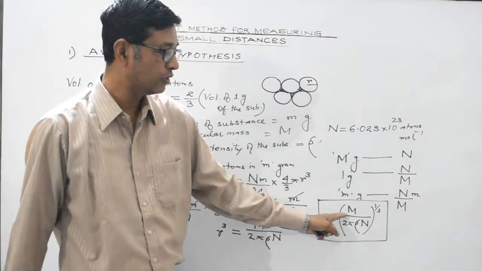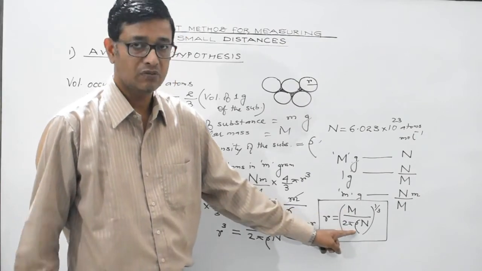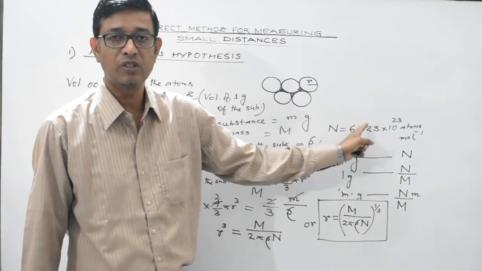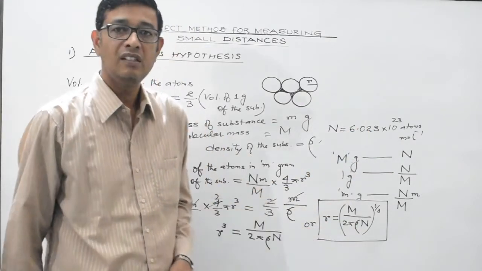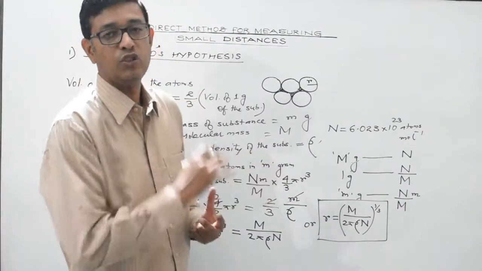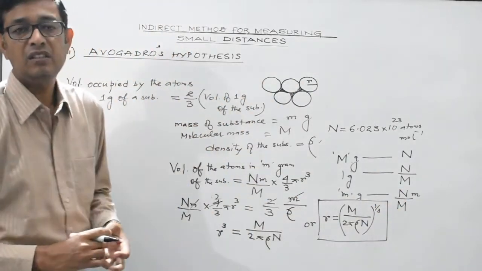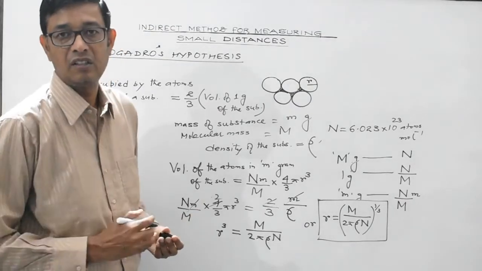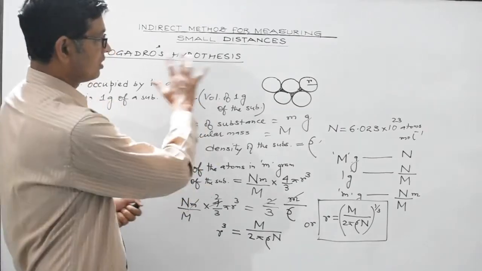Knowing the molecular mass of the substance we are considering, the density of the substance, which will be known to us, and Avogadro's number, 6.023 into 10 to the 23, and substituting these values over here, we can easily find a rough estimation of the size of an atom. So students, this is an indirect method in which we have made use of Avogadro's hypothesis to estimate the size of an atom. So this is the first article.